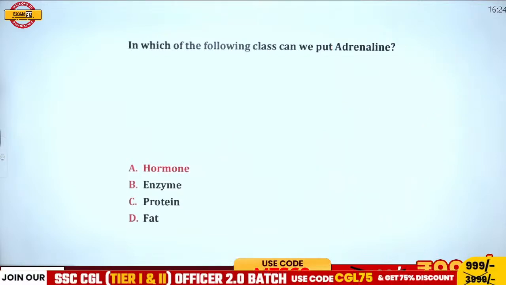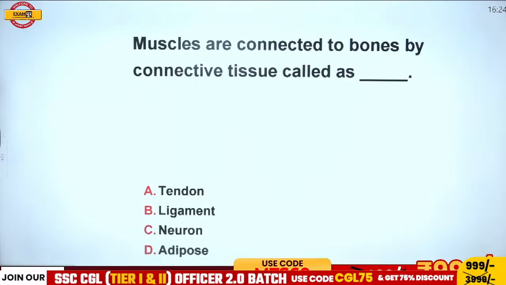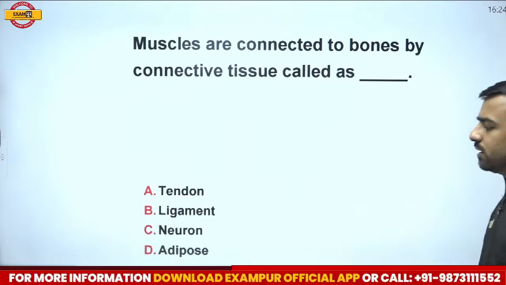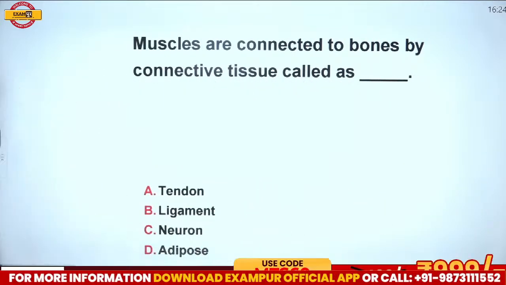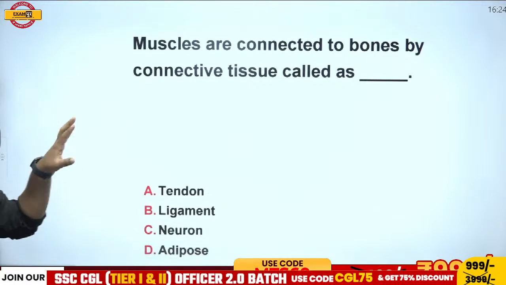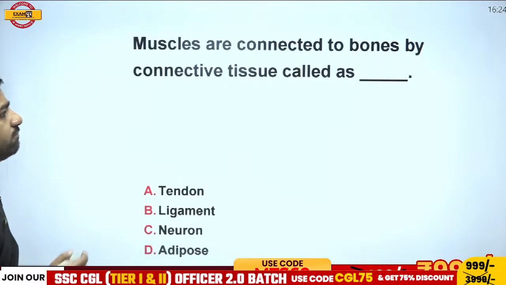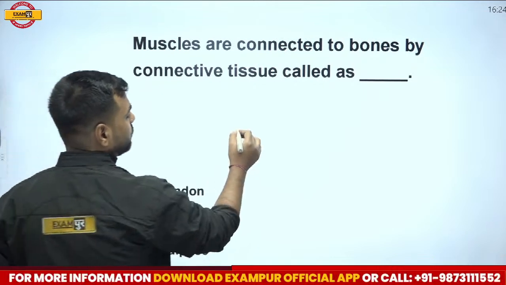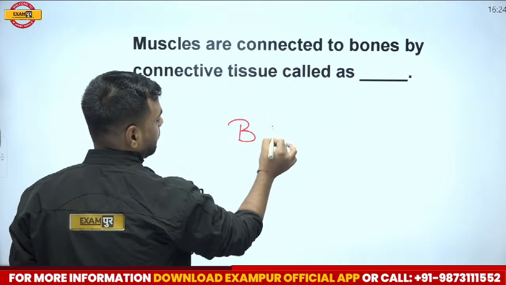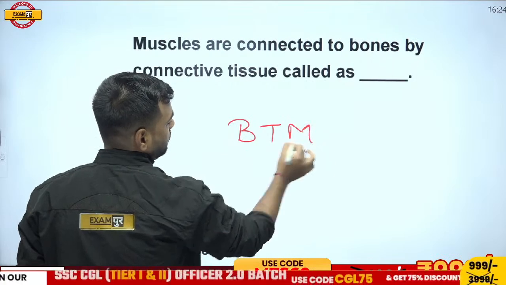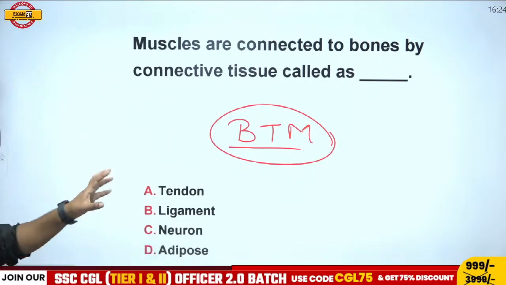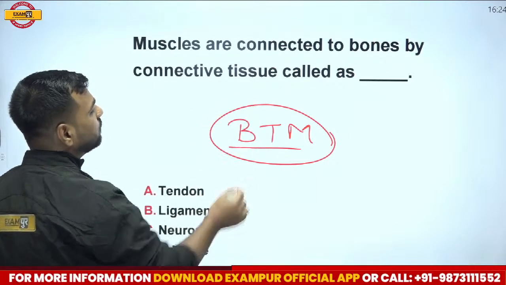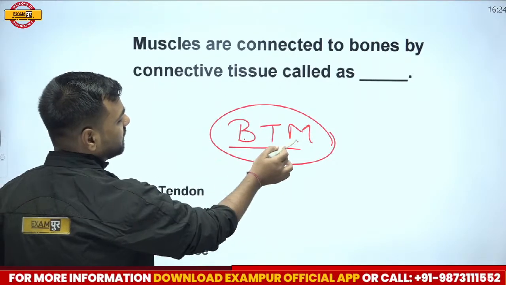Next we have: muscles are connected to bones by the connective tissue called what? Now we have this question. It's very basic, but it's important. Let's see who can answer this part. Since I'm talking about muscles which are connected to bones, you can directly relate from this trick. The question was asked, muscle to bones. So bones to muscle or muscle to bone.